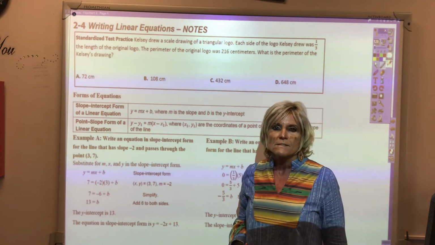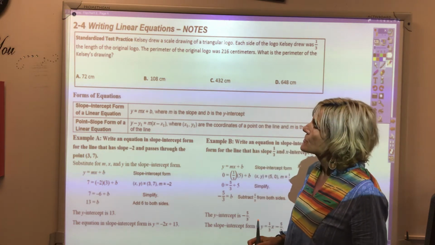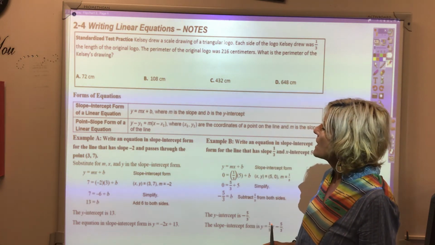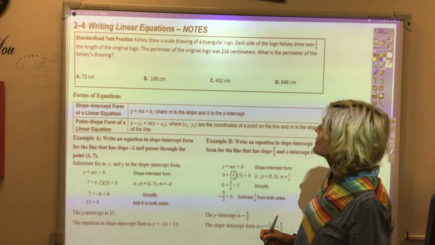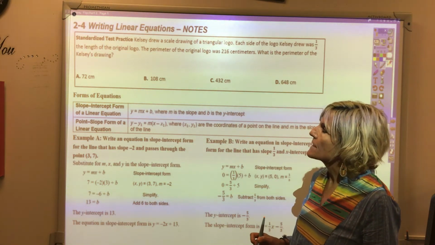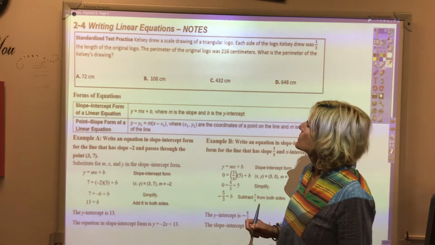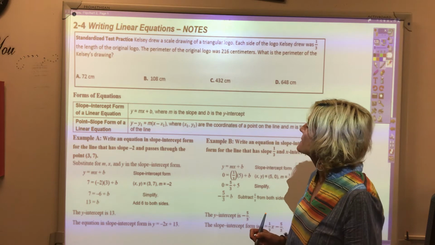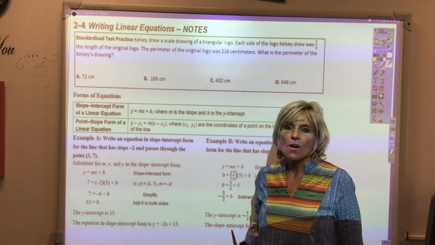For the standardized test practice problem, we have that Kelsey drew a scale drawing of a triangular logo. Each side of the logo Kelsey drew was 1/3 the length of the original logo. The perimeter of the original logo was 216 centimeters. What is the perimeter of Kelsey's drawing?